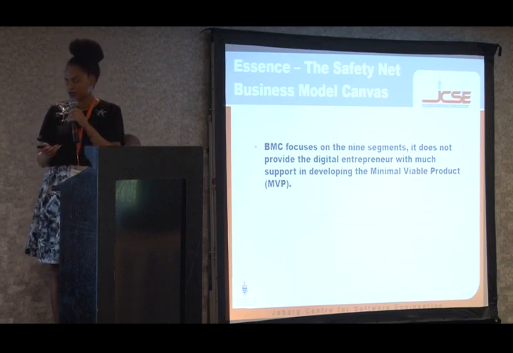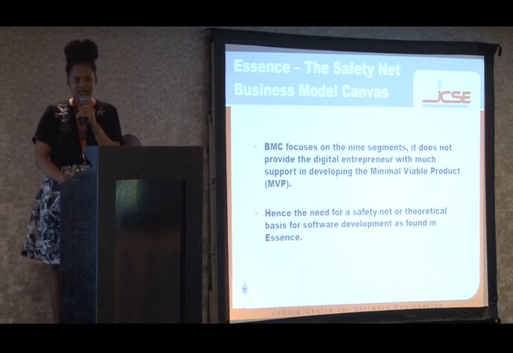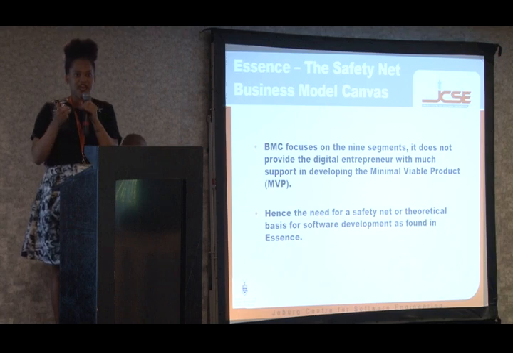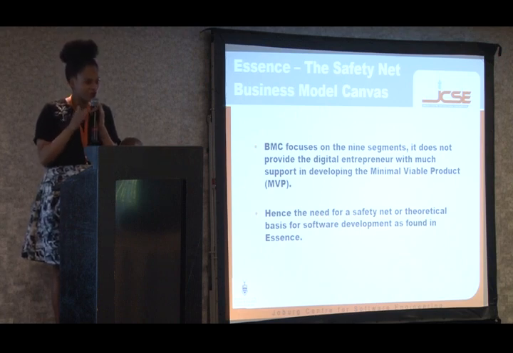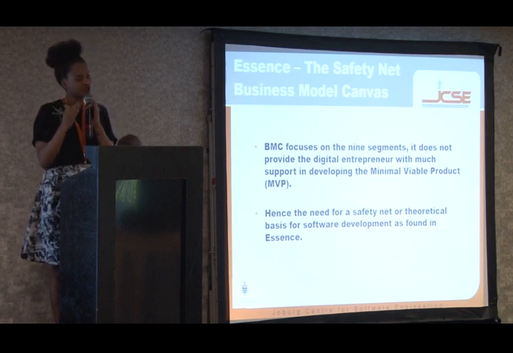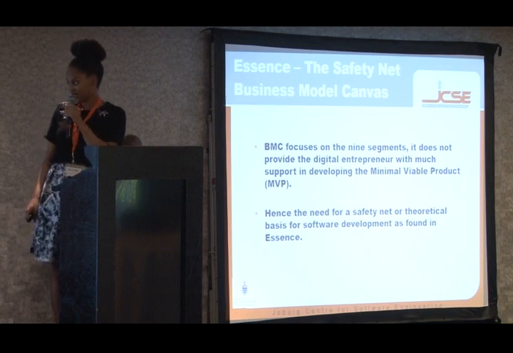So that's when we came to this point that this is where Essence comes in, to assist the entrepreneur, the one who is able to innovate and come up with these ideas. And if it has a software component, how do we help them think or provide a framework that will assist them to bring this idea to market? So the next portion is where we will be talking about Essence.